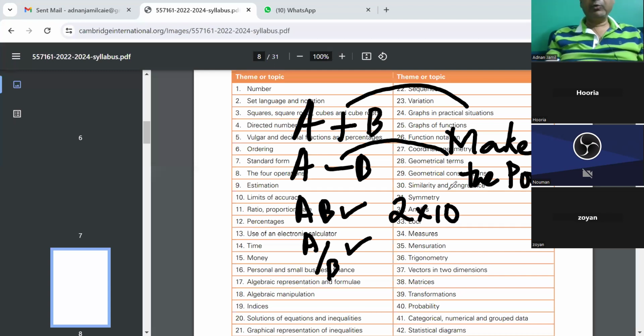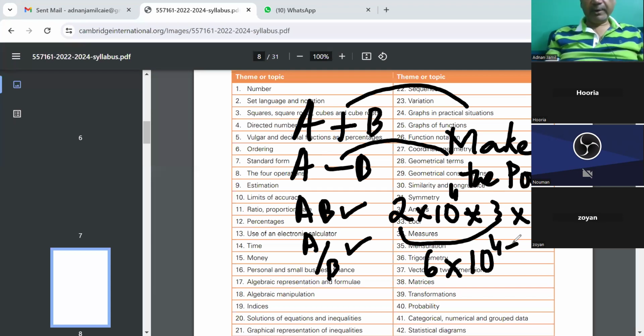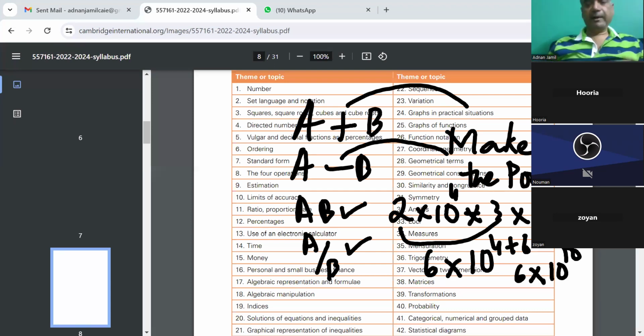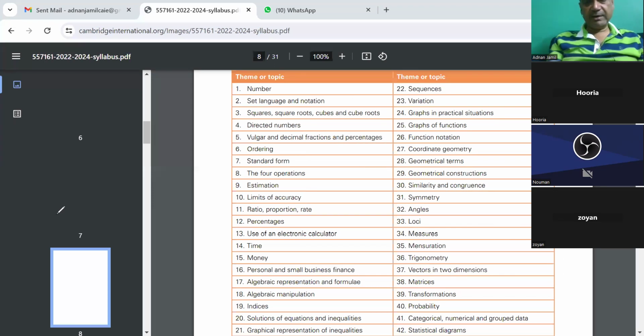For example, 2 into 10 raised to the power 4 multiplied by 3 into 10 raised to the power 6. I have taken a very simple example. 2 times 3 is 6, and 10, 4 plus 6, and you will get the answer 6 into 10 to the power of 10. So this is multiplication. Example of division in standard form.